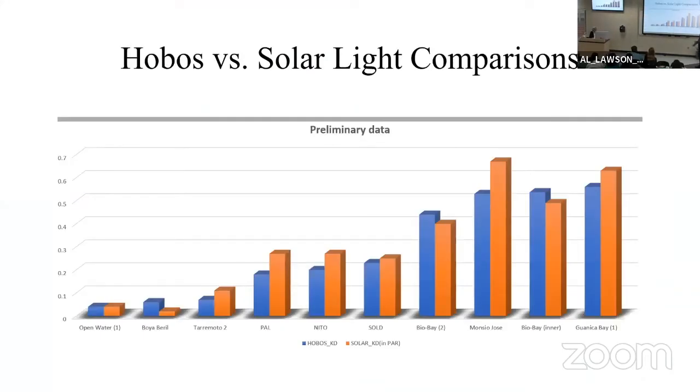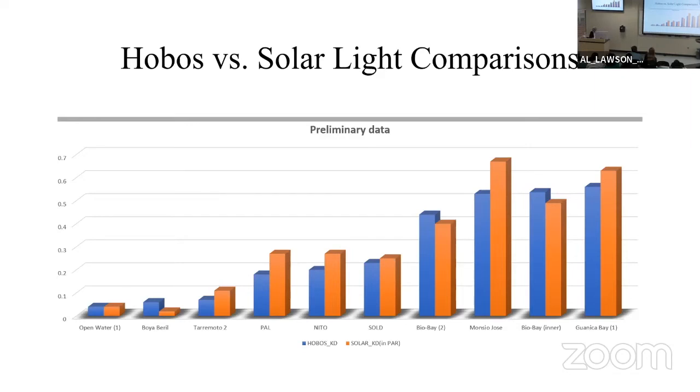So now that we've given a brief background overview of the methods and how exactly we went about this research, here we can see a preliminary data comparison of Cobo sensors and solar light bar sensors. As you can see, the Cobo sensors are associated with the blue color, while the solar light sensors are associated with the orange color. There are slight differences in the data, but they are close, if not exact.